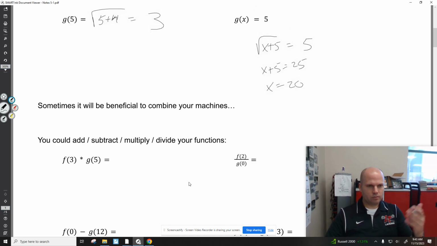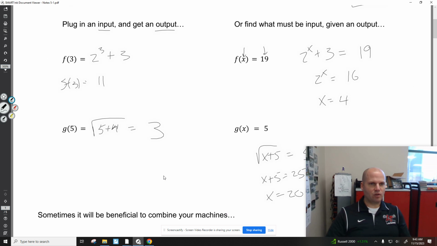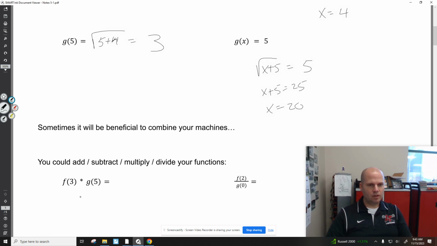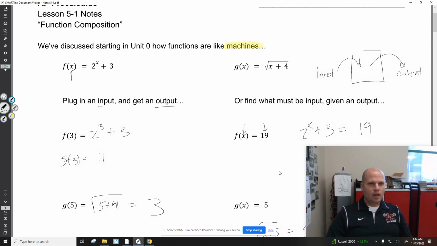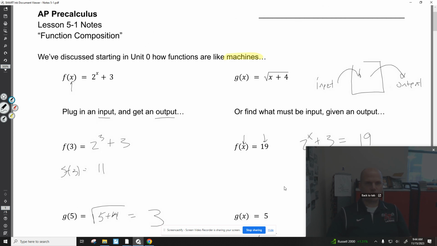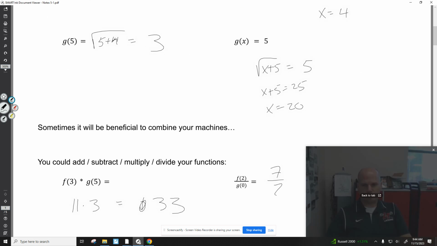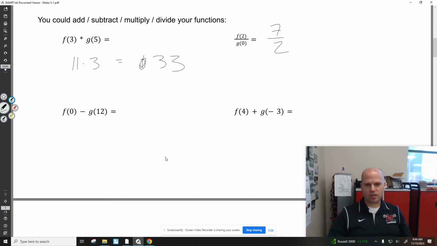function values, our machines. F of 3 times G of 5. Well, F of 3 we found was 11. G of 5 is 3. Okay, I can do that. 33. So this is, hey, multiply your machines together. F of 2 is 4 plus 3, which is 7. G of 0 is root 4, which is 2. Boom. You could divide your machines.